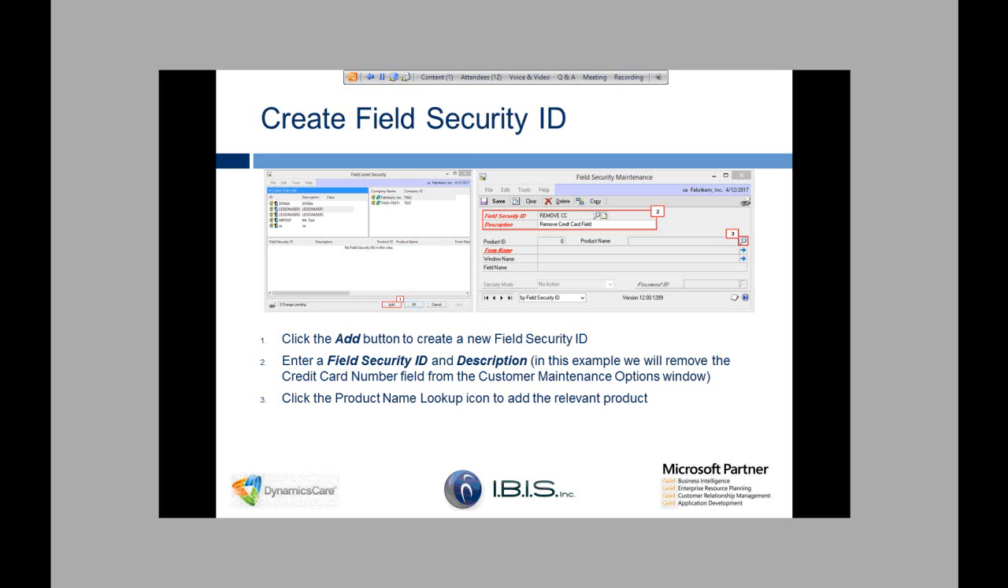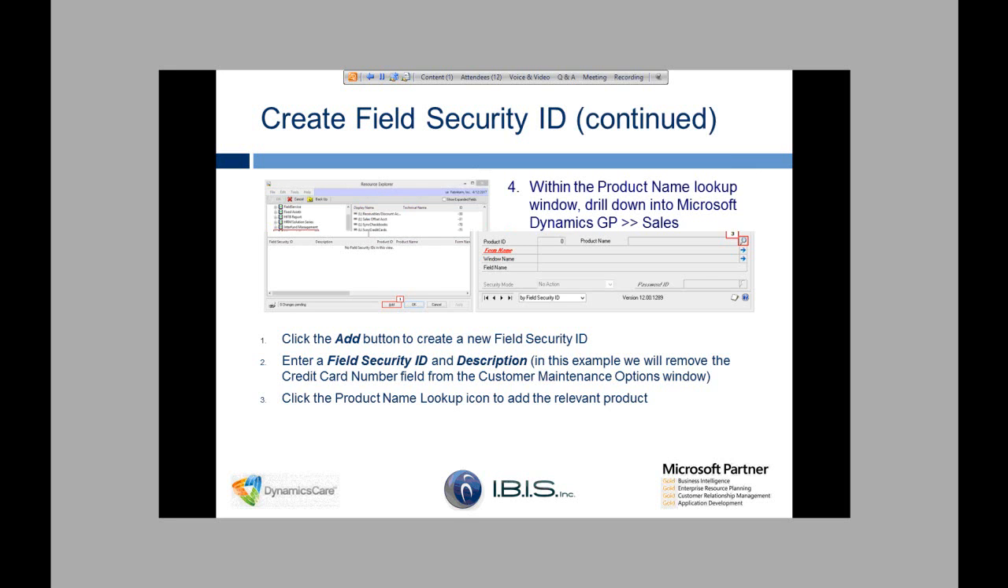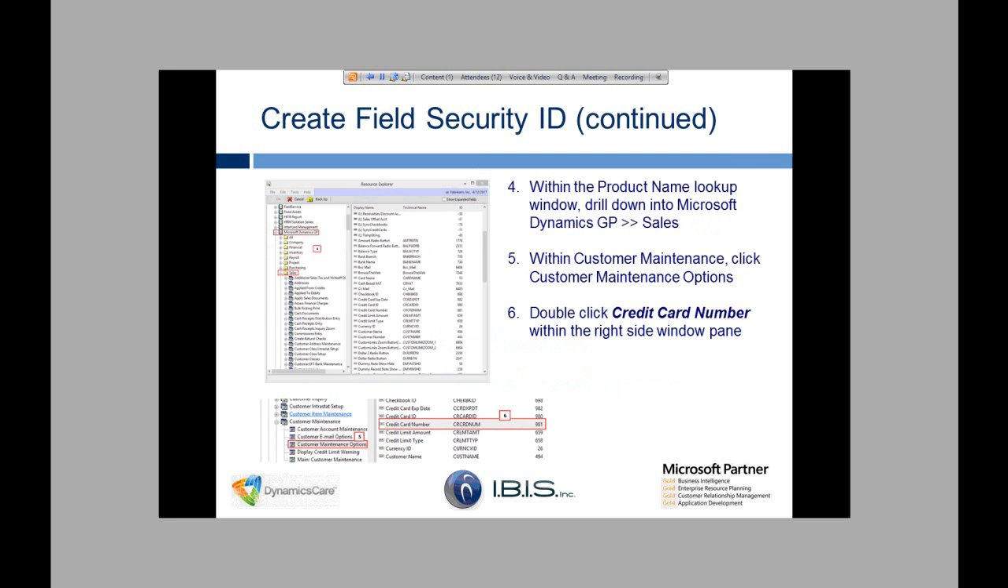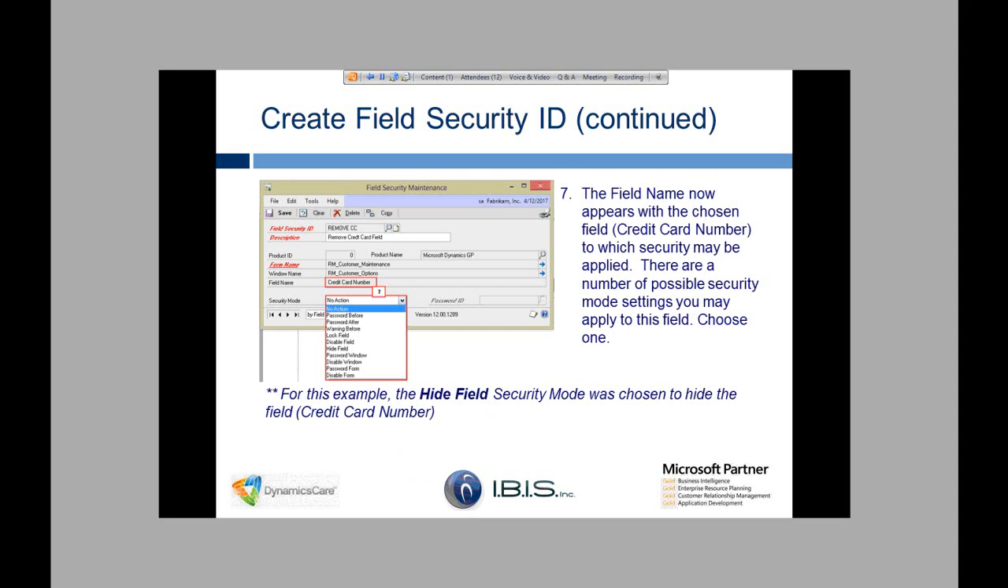So here we would add the field from the main window, give yourself an ID and a description, and choose the product. After the product, we're going to drill down into the module we want, and from within the specific module, we'll go to the specific window and the specific field we desire. Once that's chosen, you're going to choose what you want the security mode to be for this field.